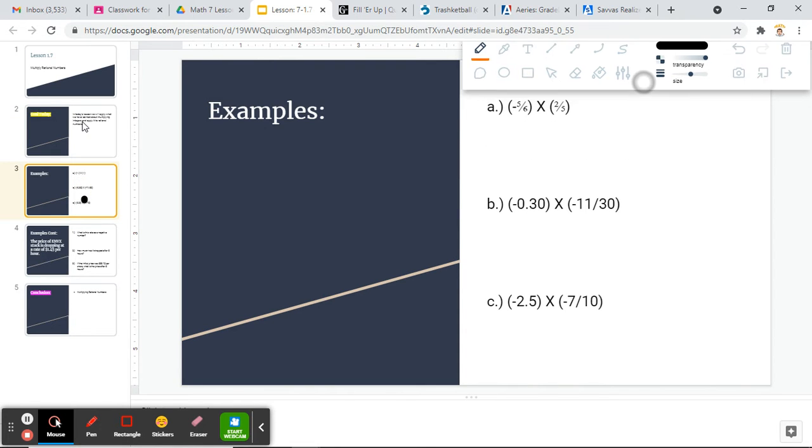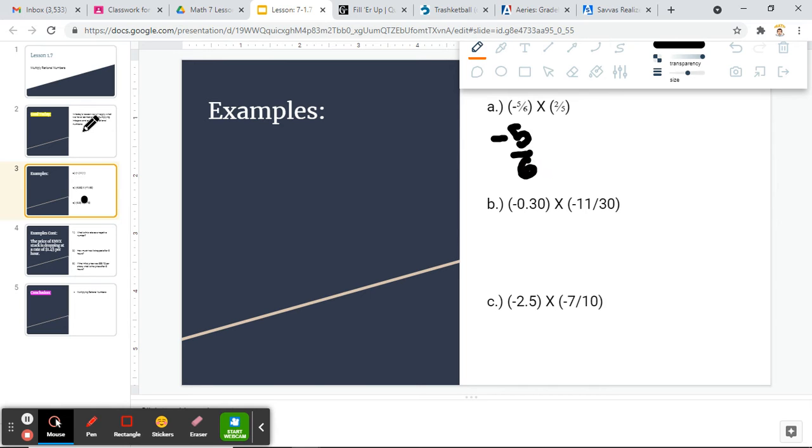So we want to start off by finding negative 5/6 times 2/5. Remember, when we're multiplying fractions, this is something that troubles a lot of people. I say a lot because my 8th graders struggle with it, so I'm assuming 7th graders do too. When we multiply fractions, we just multiply straight across: numerator times numerator over denominator times denominator, or top number times top number over bottom number times bottom number. So this would be negative 5 times 2 over 6 times 5.